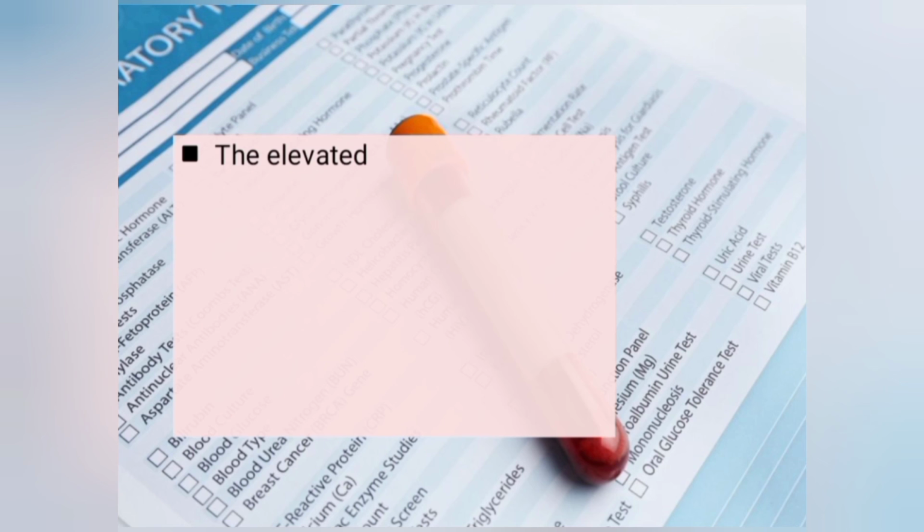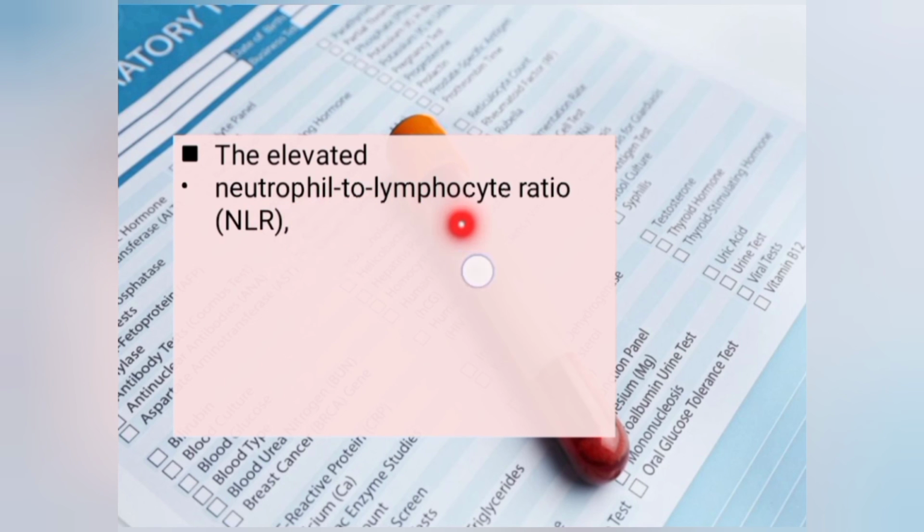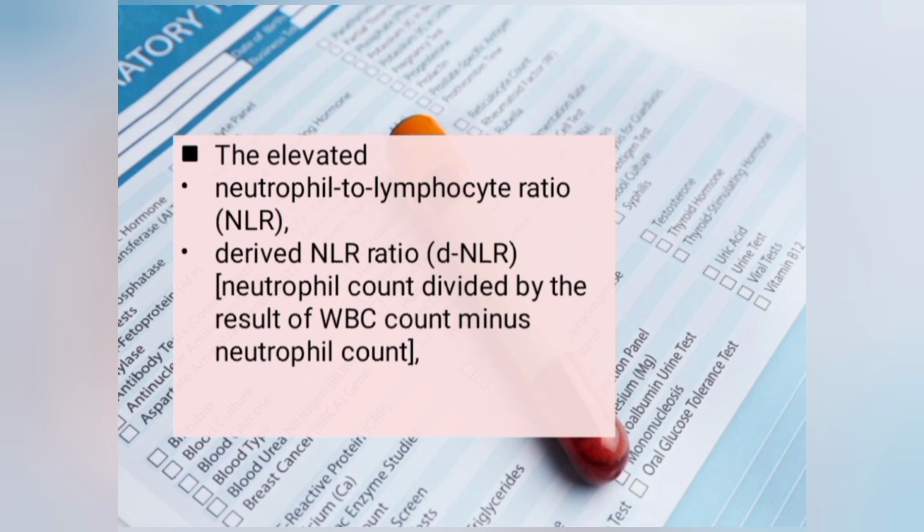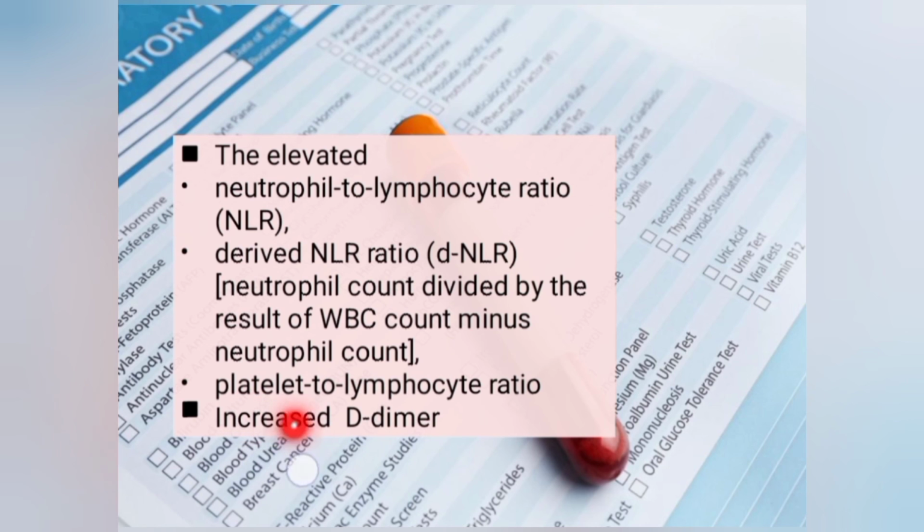Also seen are the elevated neutrophil to lymphocyte ratio, called NLR, and the derived NLR ratio, that is the neutrophil count divided by the result of WBC count minus neutrophil count; the platelet to lymphocyte ratio; and increased D-dimer. That's all.